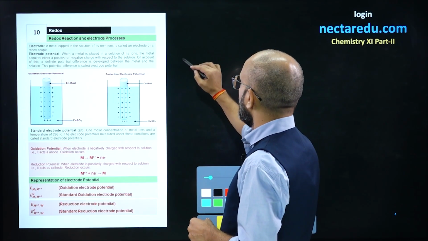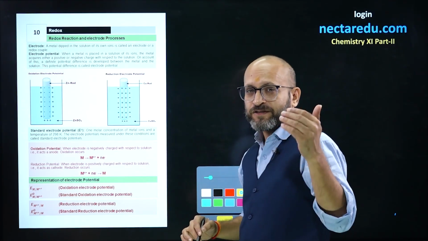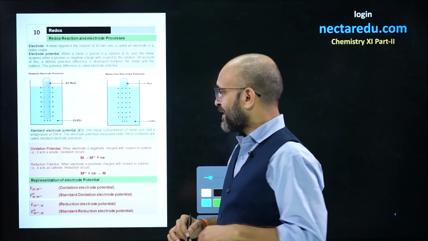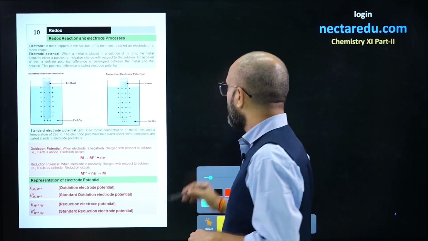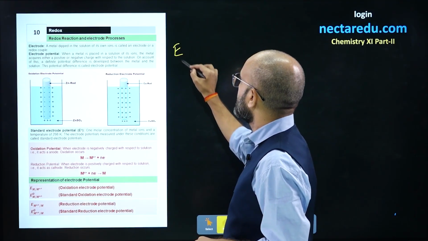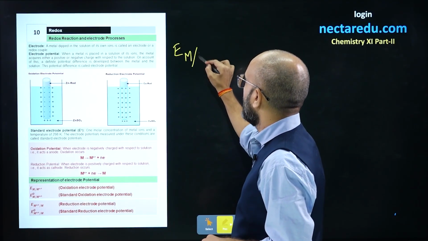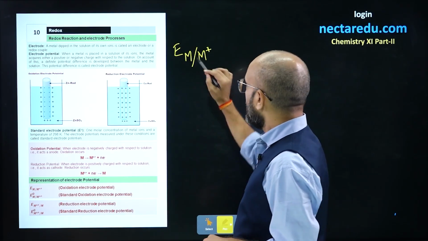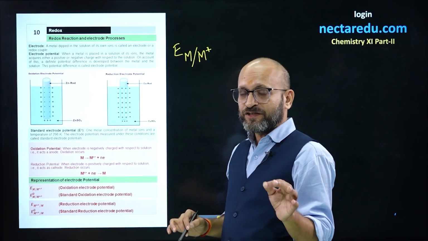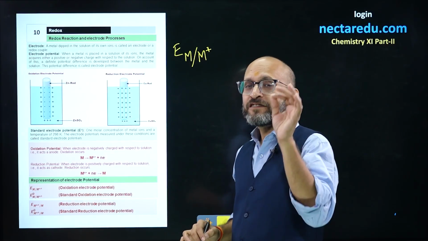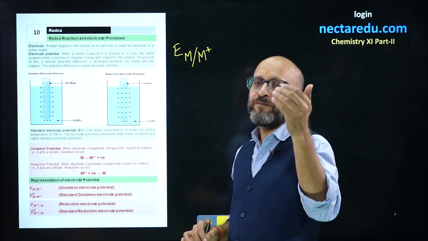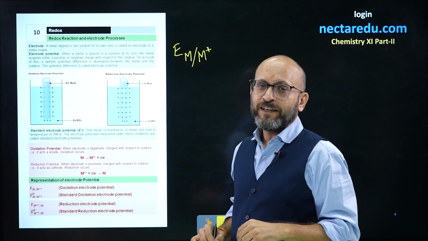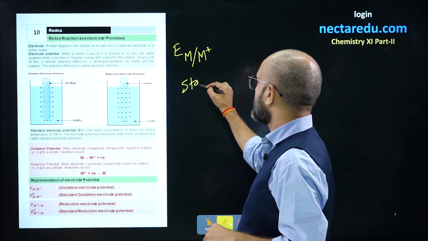So electrode potential can be oxidation electrode potential or reduction electrode potential. How do we write oxidation electrode potential? For example, for a metal M, we write the oxidation as M to M⁺. If we take standard conditions, what are the standard conditions? Concentration of the ions to be 1 molar and temperature to be 298 Kelvin.